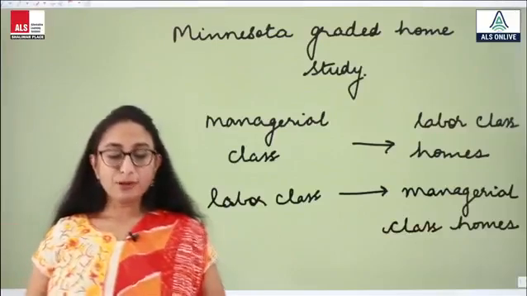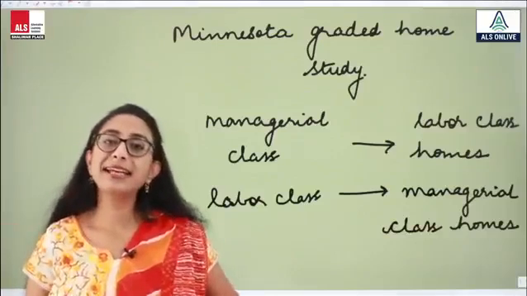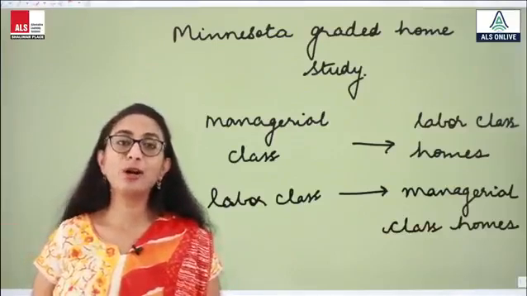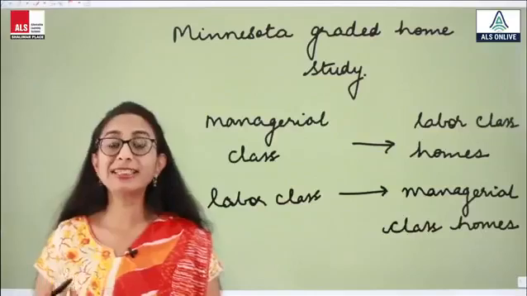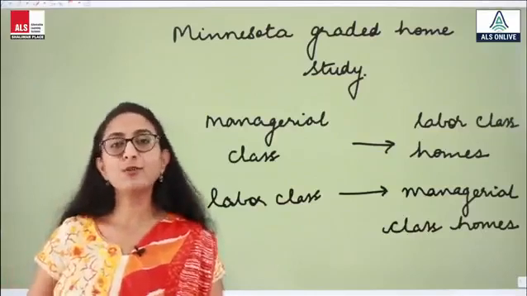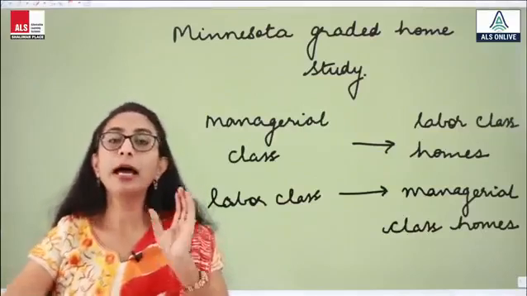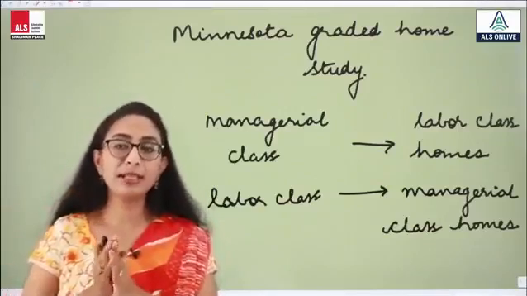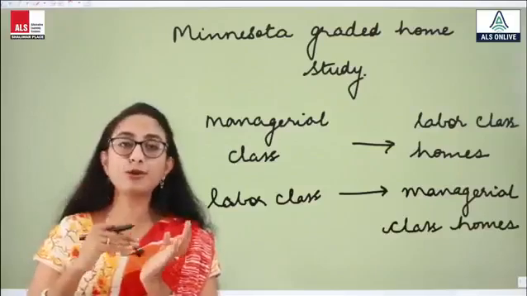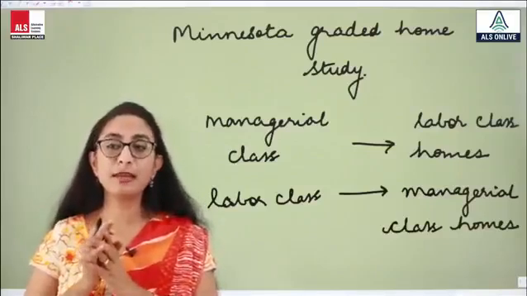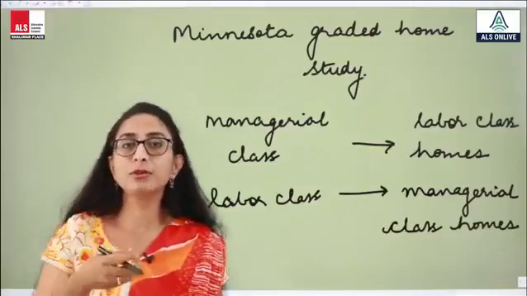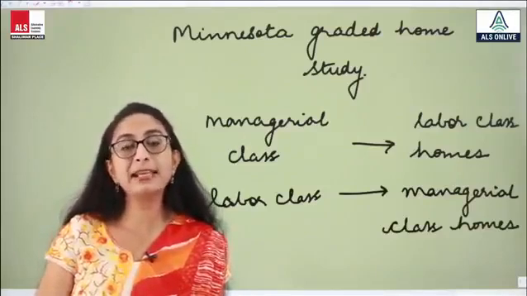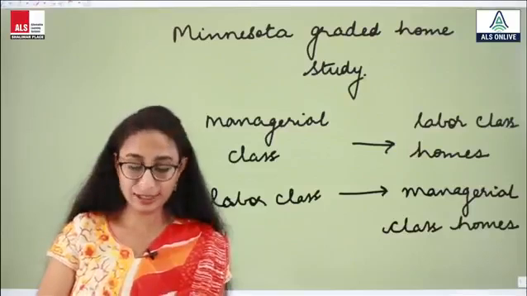Okay, back to Minnesota graded home study. So in the study, we are trying to understand to what extent genetics influences our intelligence. So what they did was they took children from managerial class and they placed them in labor class homes. Then they took children from labor class homes and placed them in managerial class homes. So after a certain time, say after a few months or few years, they will do an intelligence test and they will try to understand what is their intelligence level.